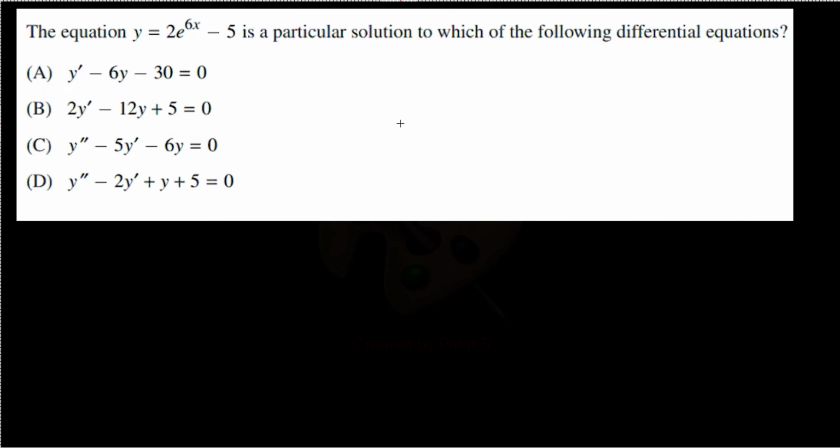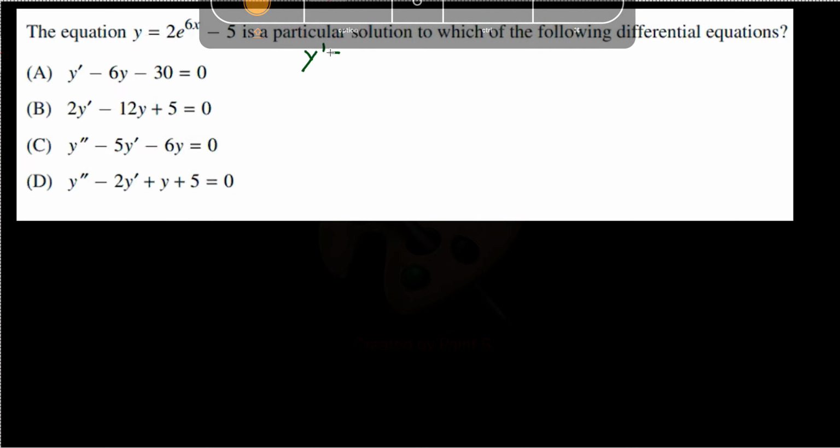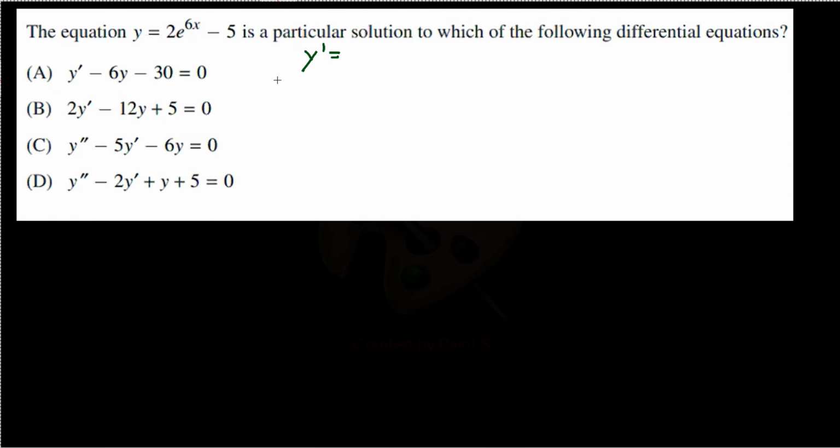Okay, so to do this, I know that y prime is going to be plugged in often in each one of these, right? So I'm going to start off with getting y prime, and then I'm going to see if it's a solution to a. So I'm going to check a first. All I would need is y prime, so I'm only going to start off with that. So y prime is equal to, what's the derivative of 2e to the 6x? The derivative of negative 5 is 0. So all I'm differentiating is this first term.